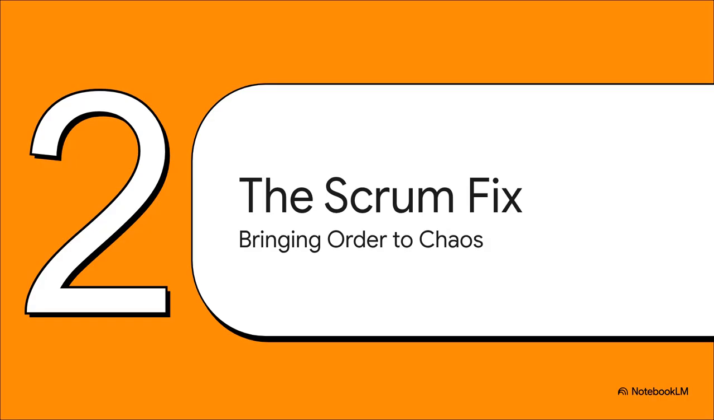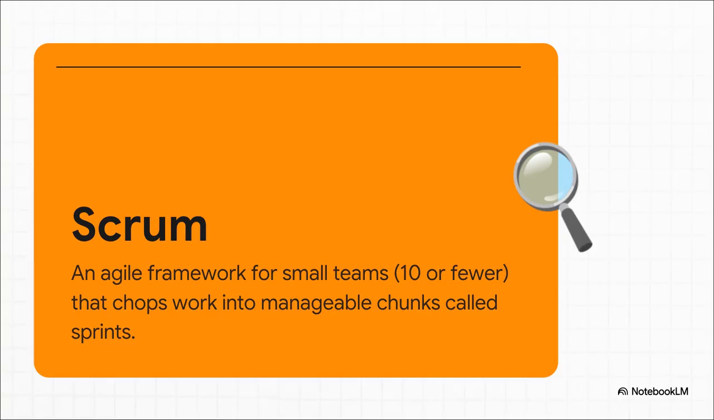So what's the fix? Well, it's a framework called Scrum, and it's honestly a beautiful solution that's designed specifically to bring order to this kind of chaos, especially when you're working in smaller teams. The main idea behind Scrum is actually pretty simple, but it is so powerful. It takes this huge, scary-looking project and just chops it up into smaller, bite-sized pieces. And that simple act makes the whole thing feel so much less overwhelming and way more doable, right from the very beginning.